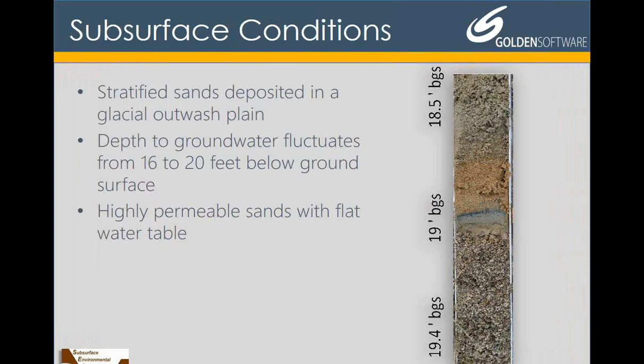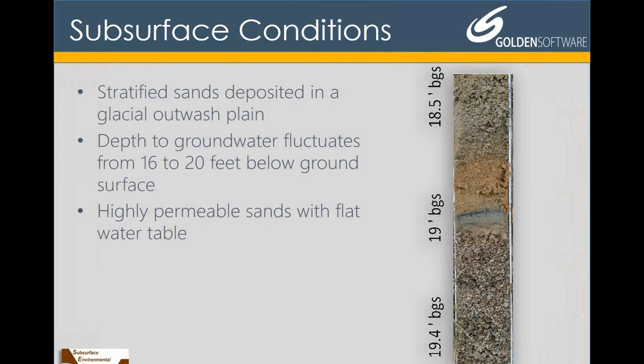The subsurface conditions at this site consist primarily of sands. The site is located in a glacial outwash plain. Soils are deposited as the glacier was receding and melting away, and the melt waters would flow out, forming large outwash plains containing mostly sands, but with occasional seams of clay, as can be seen in the picture on the right. That's a 1 foot section of soil, and there's a little seam of clay in the middle. The seam of clay is down around 19 feet.